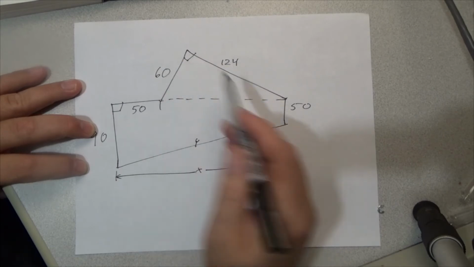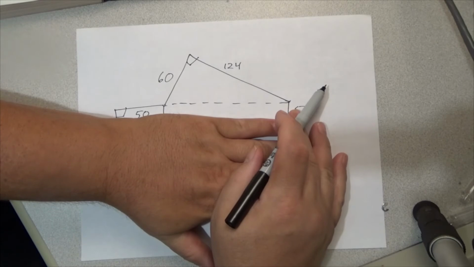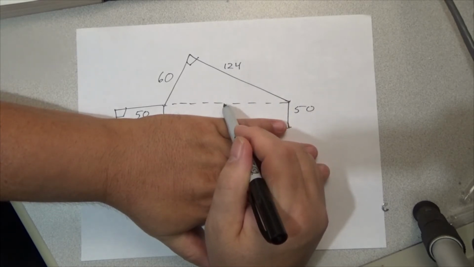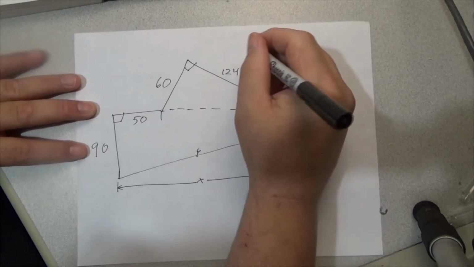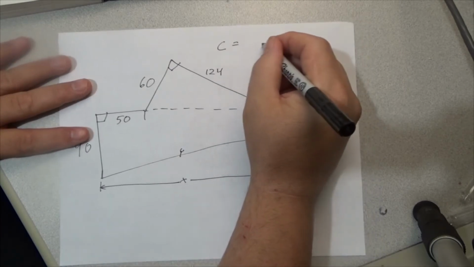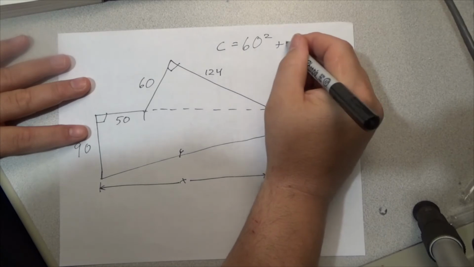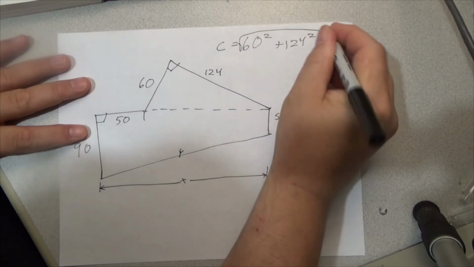Well, here's a right triangle. You have to look at it one piece at a time. There's a right triangle right there, and this is the hypotenuse of that triangle. And here are A and B. So the hypotenuse C is equal to 60 squared plus 124 squared, and then take the square root of that.